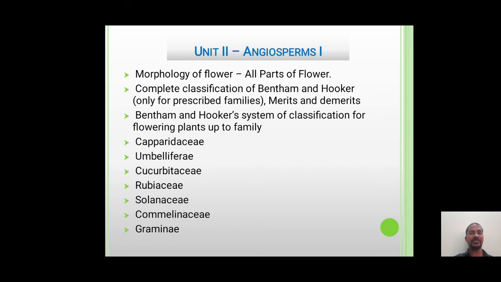This classification of Bentham and Hooker will be up to the prescribed families which are given below. The families are Capparidaceae, Umbelliferae, Cucurbitaceae, Rubiaceae, Solanaceae, Commelinaceae and the Gramineae.